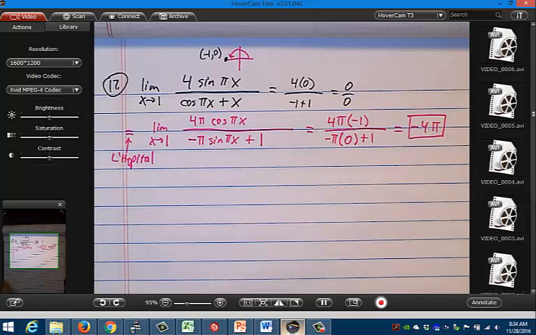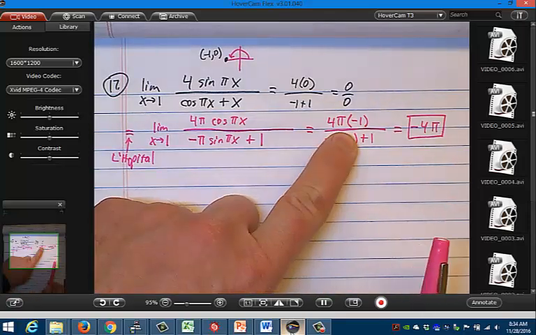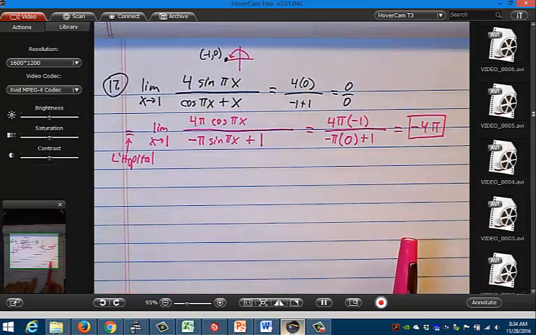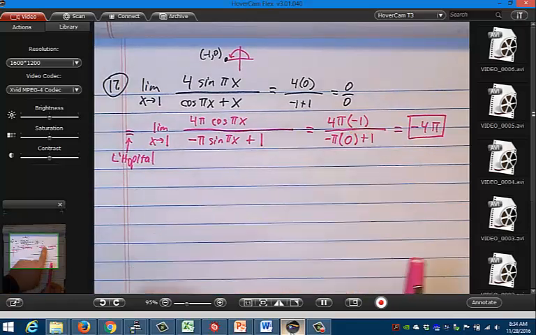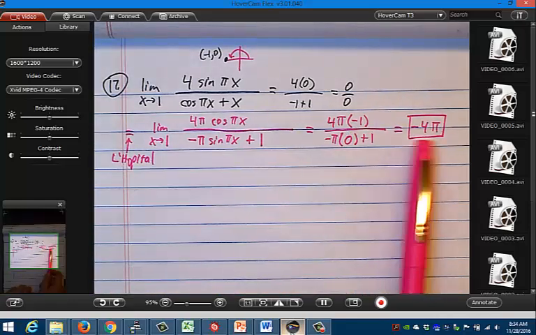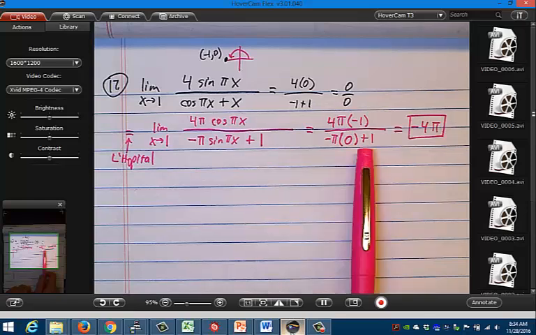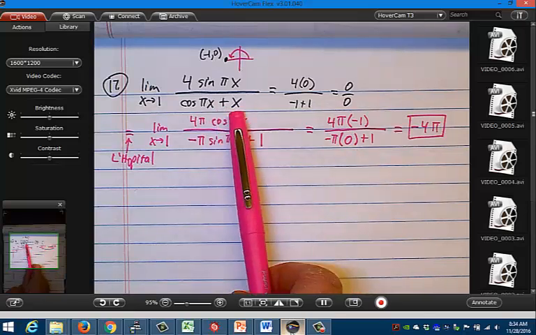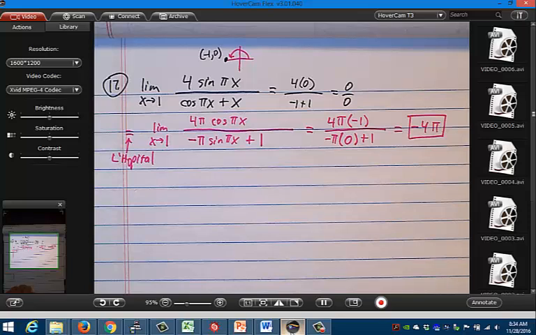Well, the thing is on the bottom, though, right? By 0, the bottom ends up being just positive 1. Is that right? Well, no, cosine of pi is negative 1. Yeah, okay. So it's negative 4 pi on the top, and just positive 1 on the bottom, because that was a plus x. Right? Okay. Good. You're multiplying the negatives by zero.